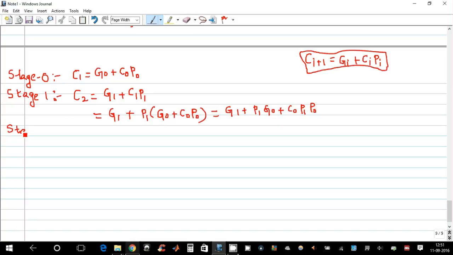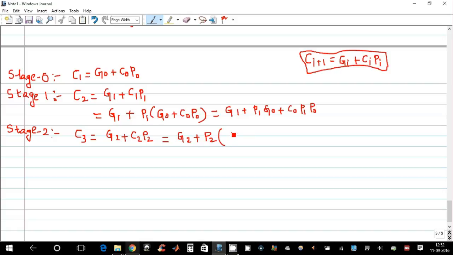Similarly for stage 2, which will generate a carry out of C3, that is equal to G2 plus C2 P2, that is equal to G2 plus P2 into, we need to get rid of this previous carry C2. So directly if we replace C2 with this term, we are getting rid of all the carry-ins of the previous stages, that is C2 and C1. So we'll replace C2 with this expression.